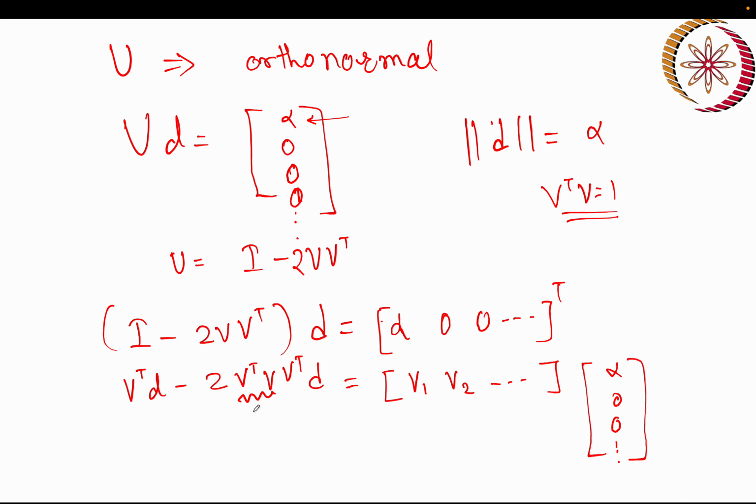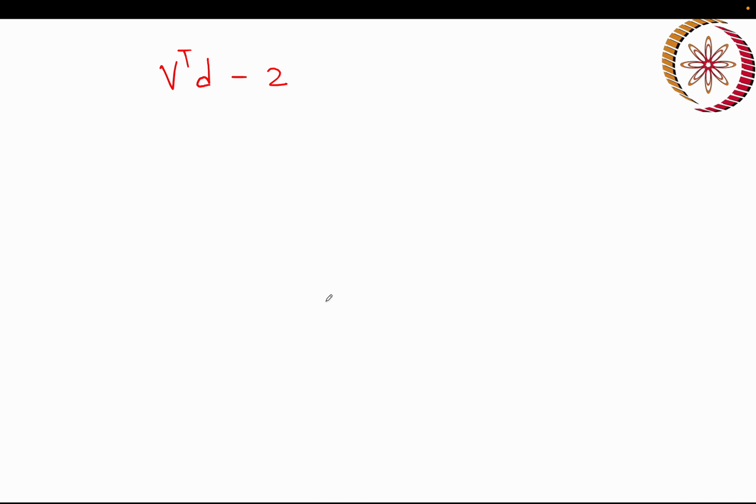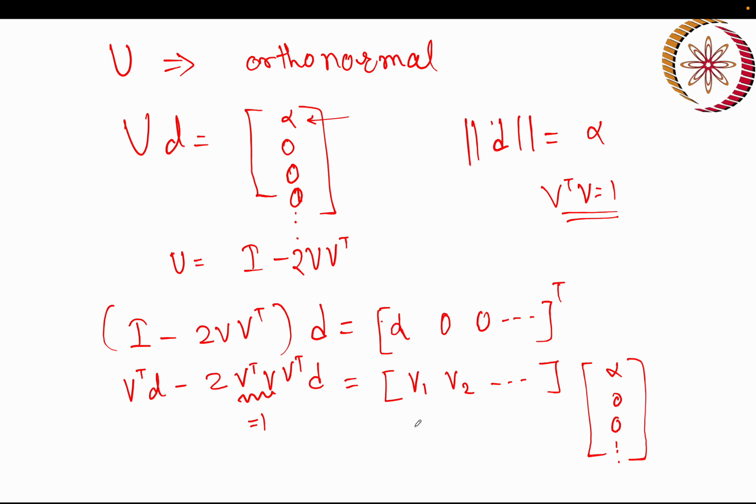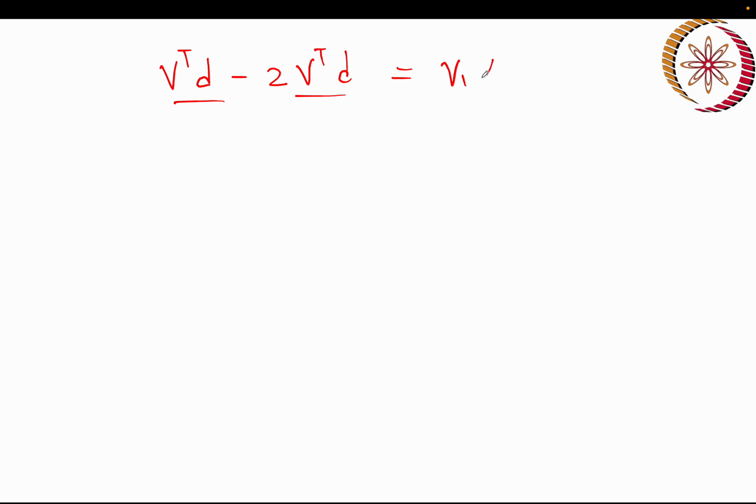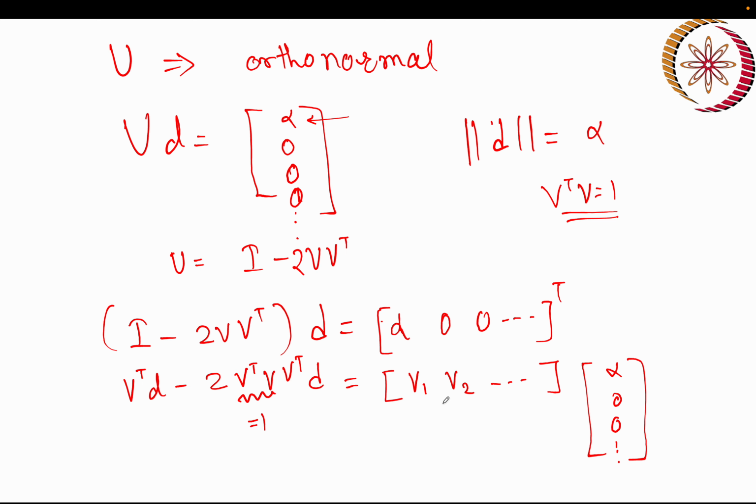So what we have is V transpose D minus 2, this is equal to 1, so minus 2 V transpose D. Now you can see that this term has become the same, equal to V1 alpha. So minus 2 V transpose D is equal to V1 alpha, and let's say V transpose D is equal to P. I hope you have got this. If you do this multiplication, all terms will get cancelled, only V1 alpha will remain.